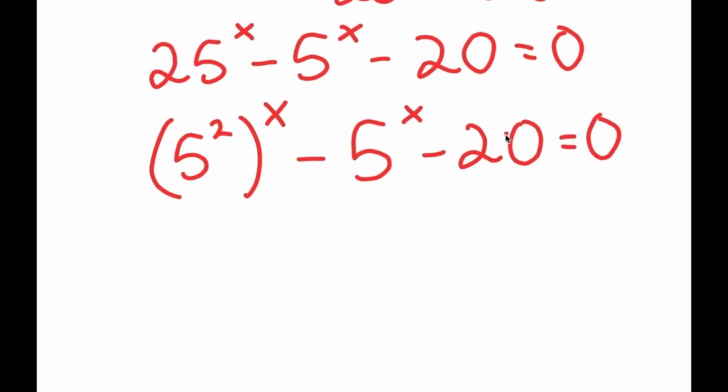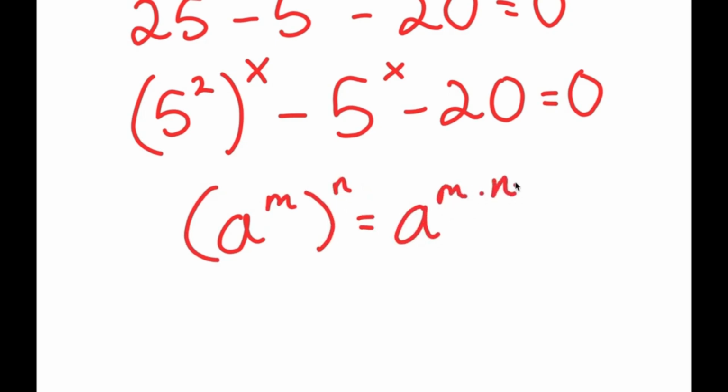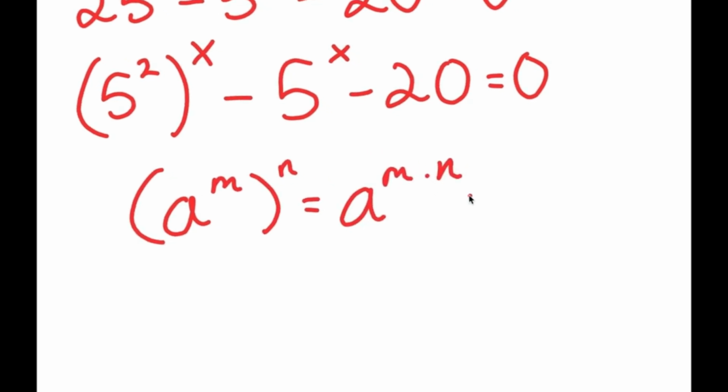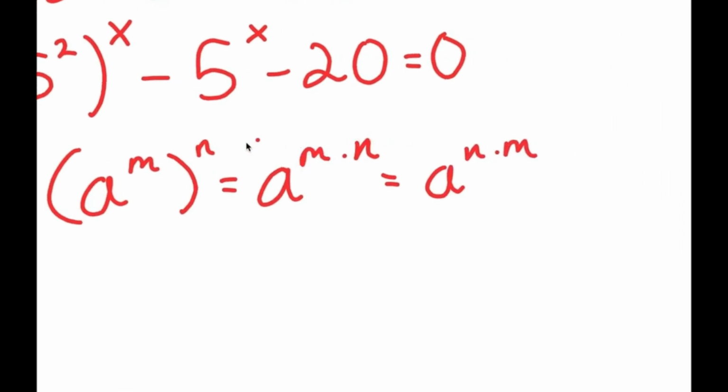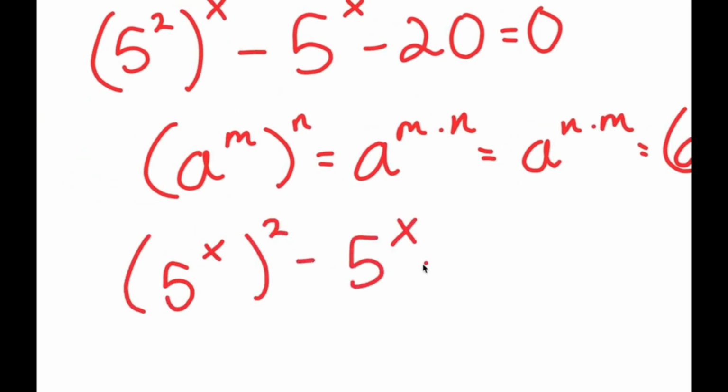And now from here, if I have something in the form a to the power of m to the power of n, this is the same thing as a to the power of m times n. And a to the power of m times n I can rewrite as a to the power of n times m. So if a to the power of m times n is equal to a to the power of m to the power of n, then a to the power of n times m should equal a to the power of n to the power of m. So 5 to the power of 2 to the power of x is going to equal 5 to the power of x to the power of 2. Now I have this minus 5 to the power of x minus 20 is equal to 0.